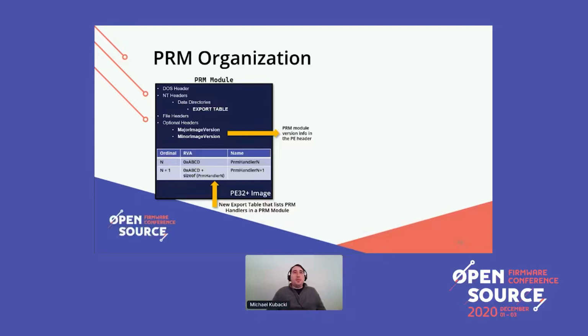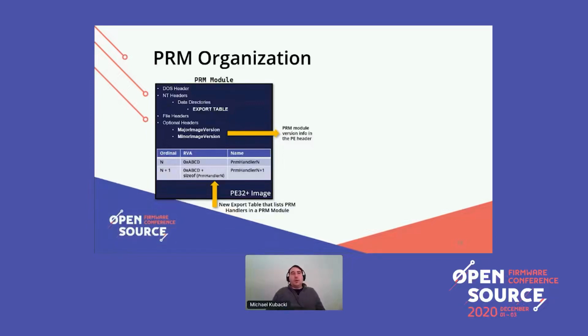We use the major image and minor image version fields in the optional header to communicate the image information about the PRM module itself. So if someone wants to know what version this PRM module is, they would use these fields. We did this because file system APIs allow this information to be easily read, and we can have a lot of pre-existing code get the image version information by doing this. Inside the export table itself, we have the PRM handlers. They have relative virtual addresses. That's what RVA is.